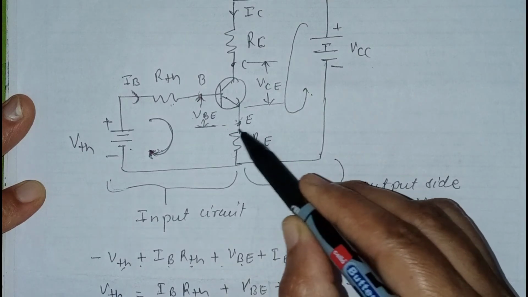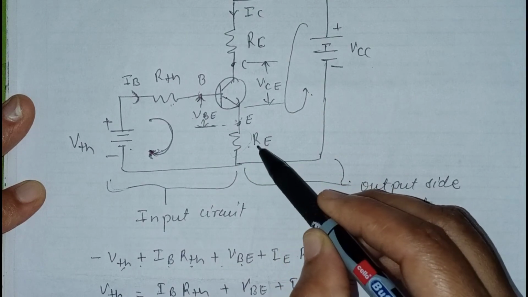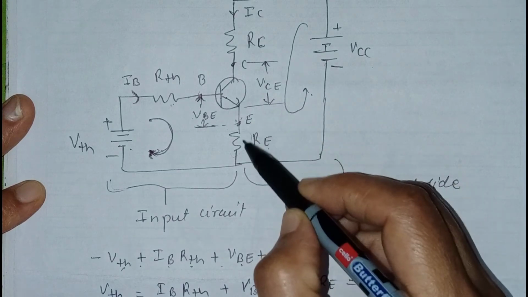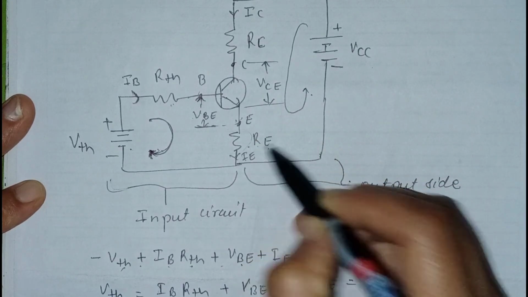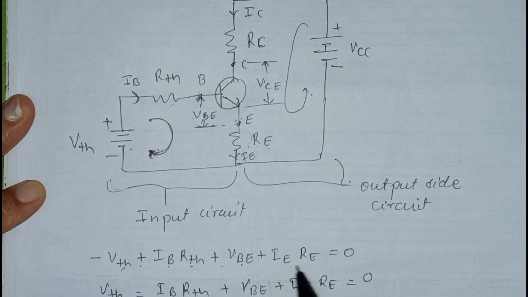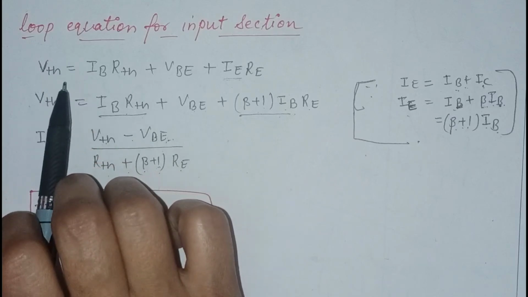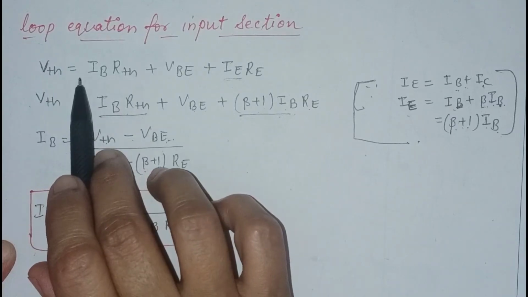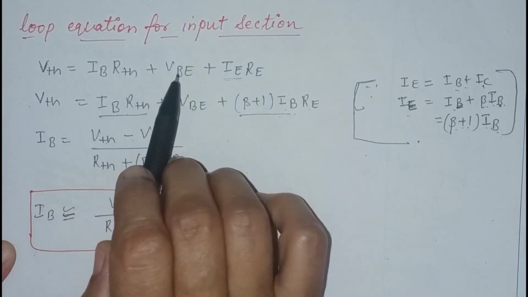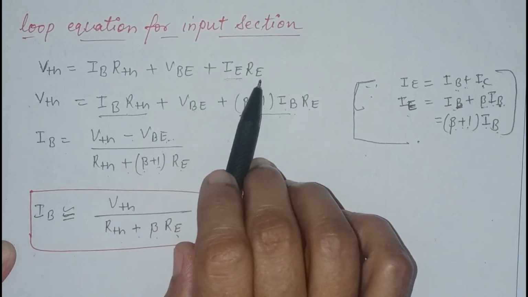and then the voltage drop across this RE. This is IE into RE. Here the current is IE, so the voltage drop is IE into RE equals 0. We will take this term to the right side. So the loop equation for the input section is VTH equals IB into RTH plus VBE plus IE into RE.